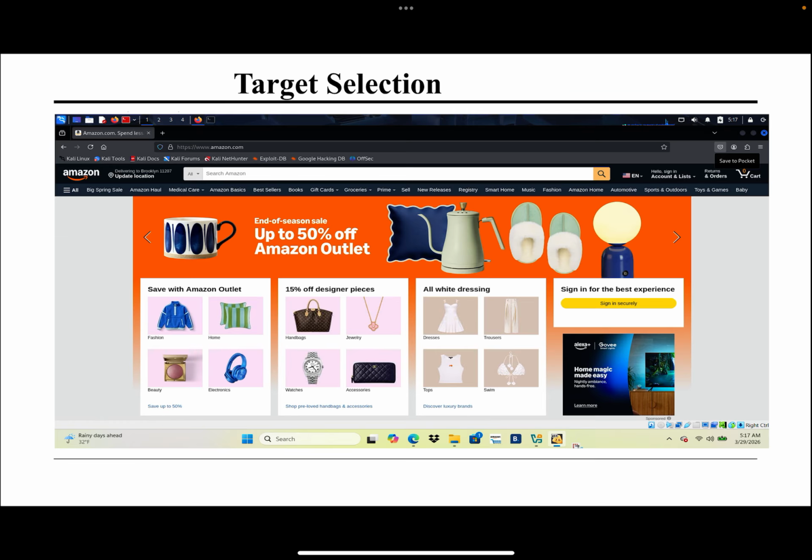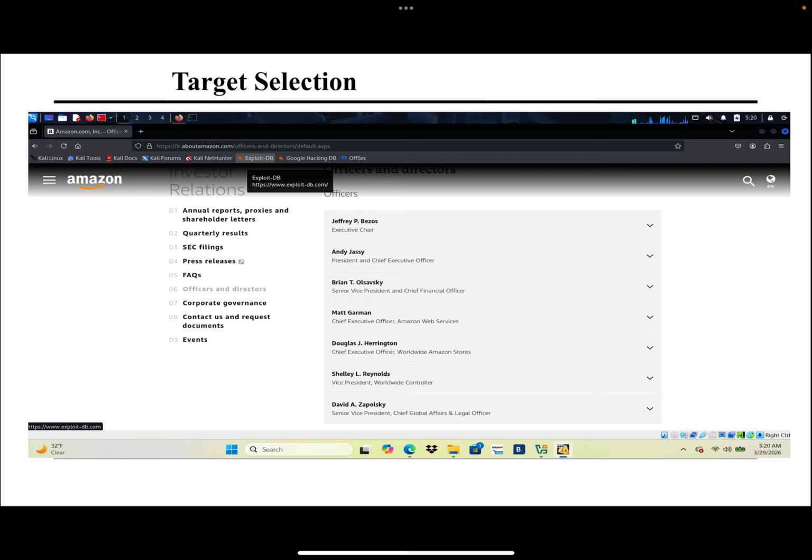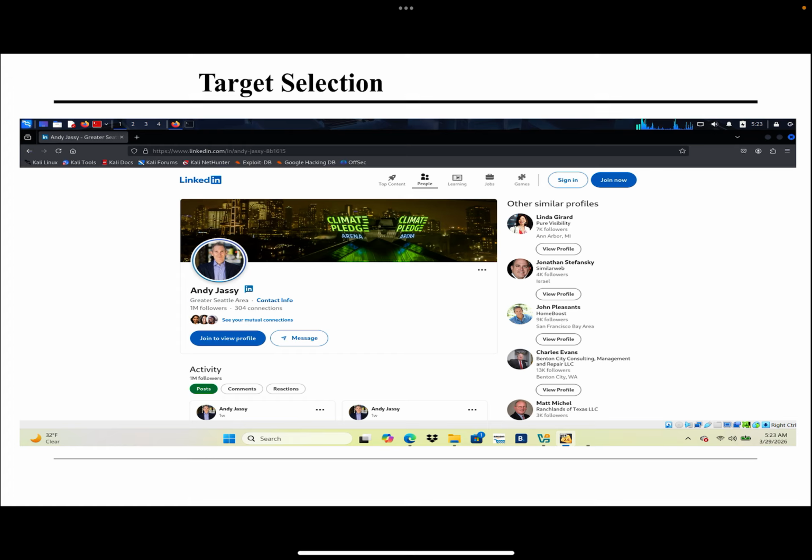I started by identifying Amazon's official website, Amazon.com. Then I reviewed Amazon's public leadership information and confirmed that Andy Jassy is the CEO. I also looked at his public LinkedIn profile to gather passive information, such as his role and general location. This kind of information can help an attacker make phishing messages look more believable.